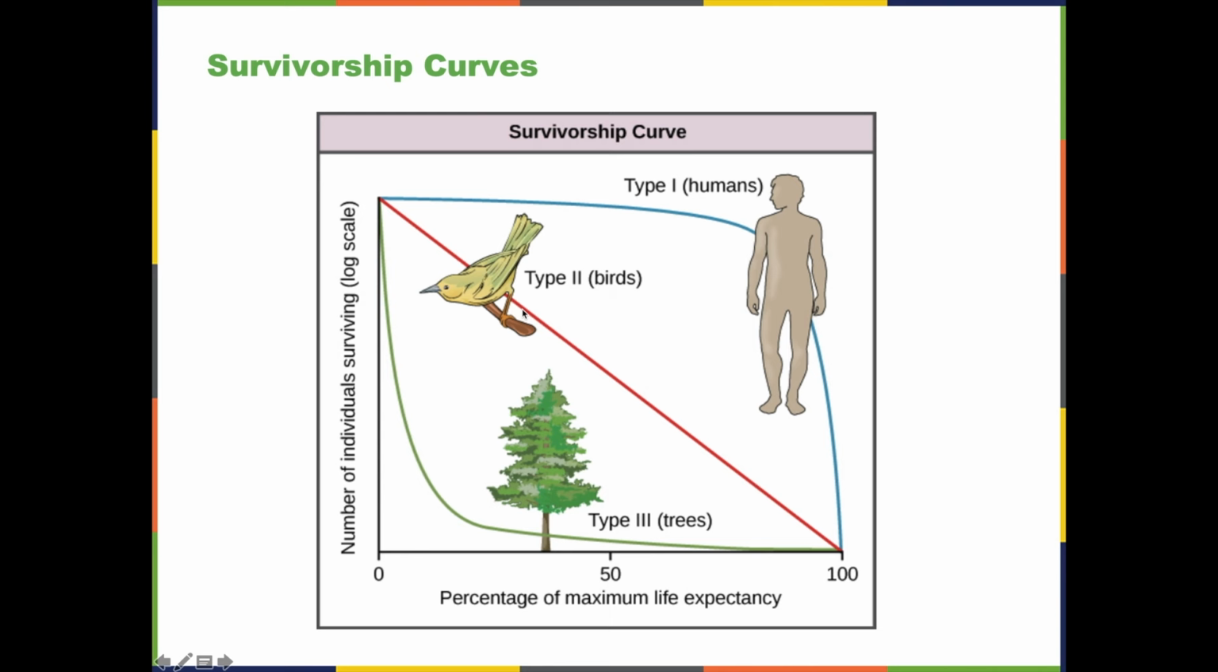Then in the middle, you get individuals whose percentage of maximum life expectancy goes down in a uniform manner. So you don't have a lot of them surviving in the early stage or a lot of them surviving in the late stage. So these are the different types of survivorship curves that scientists have found.